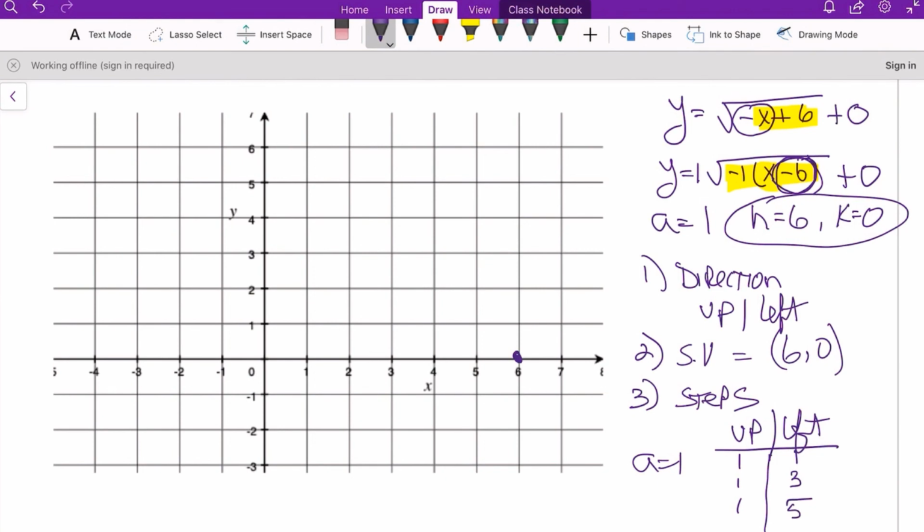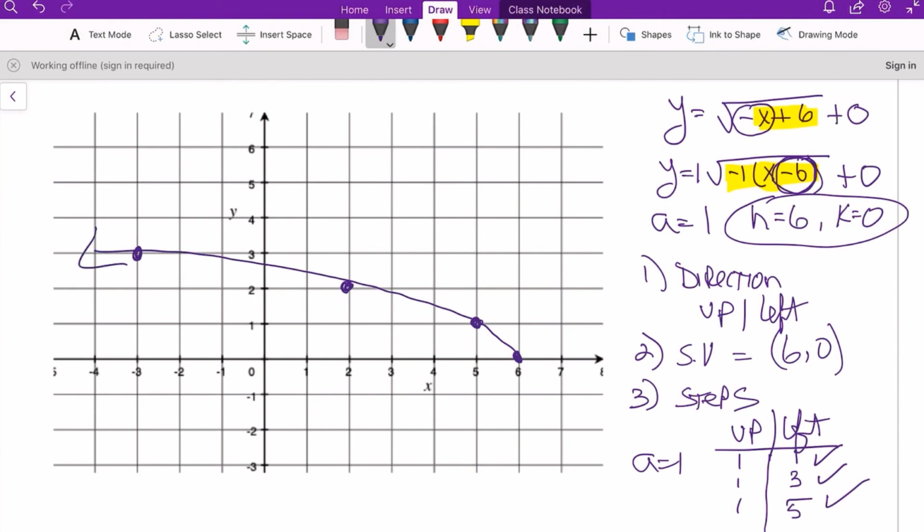All right. So from this point right here at 6, 0, we're going to go up 1, left 1. So we're going to be at 5, 1. Then we're going to go, as our normal pattern here, up 1, left 3. So up 1, 1, 2, 3 will be at 2, 2. And then one more time, we're going to go up 1, left 5. So up 1, 1, 2, 3, 4, 5. And we'll be at negative 3, 3. And then we can just sketch this curve. And it would look like that.